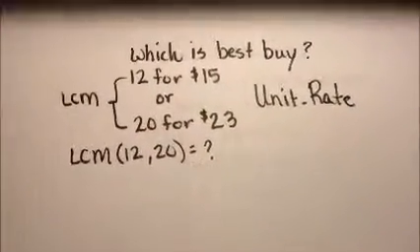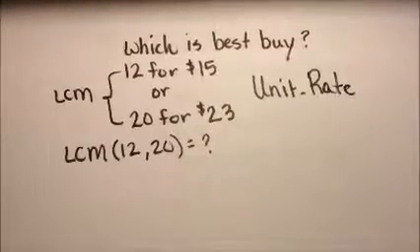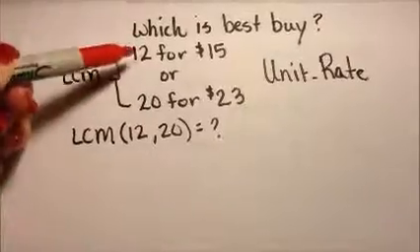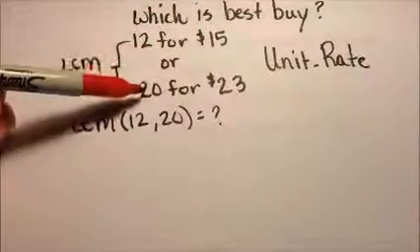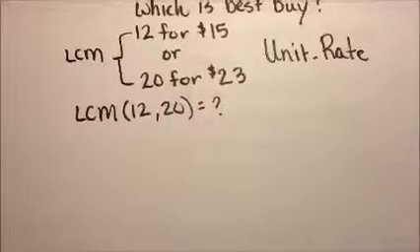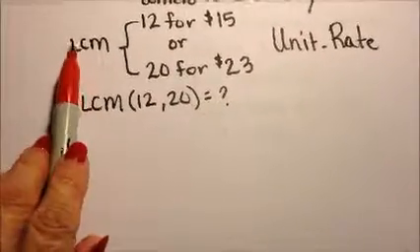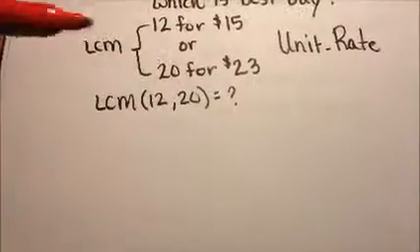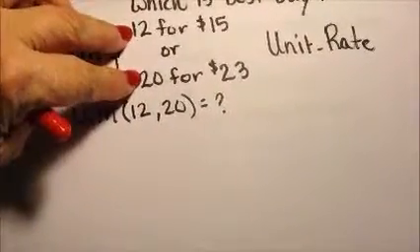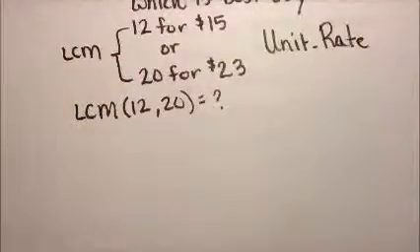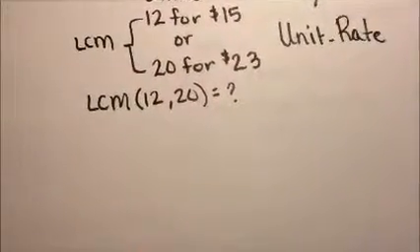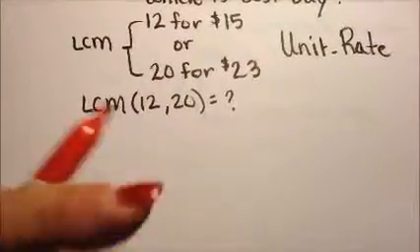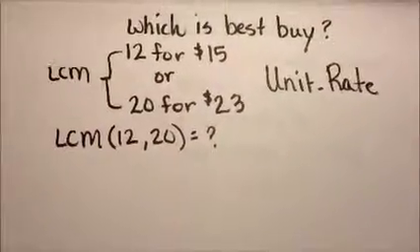Now let's do a comparison. I want to know which is the best buy, so in order to do that, I'm going to find the unit rate. So first thing I've got to do, I've got 12 tickets for $15, or 20 tickets for $23. So what I want to do is find the least common multiple between 12 and 20, because I can't do a comparison if I can't figure out the same number of tickets. So the least common multiple of 12 and 20.